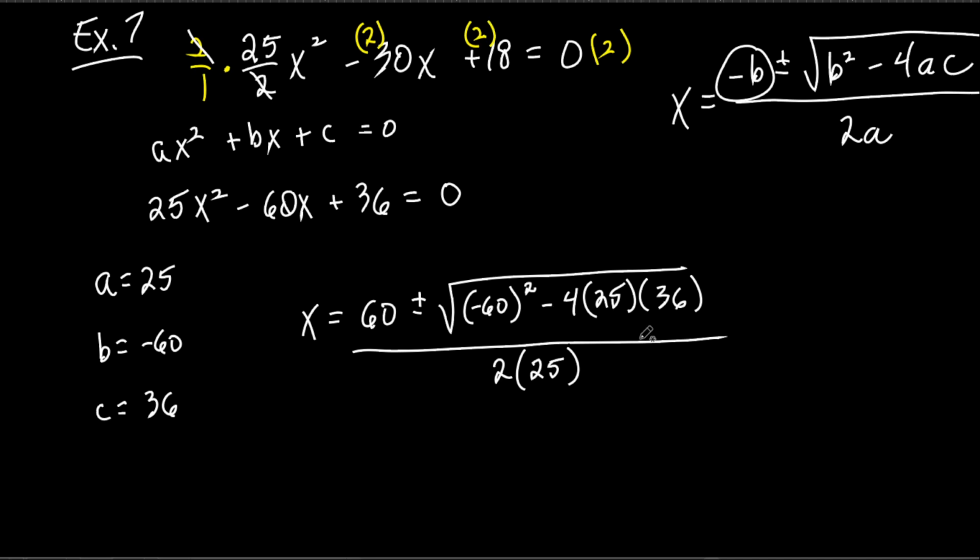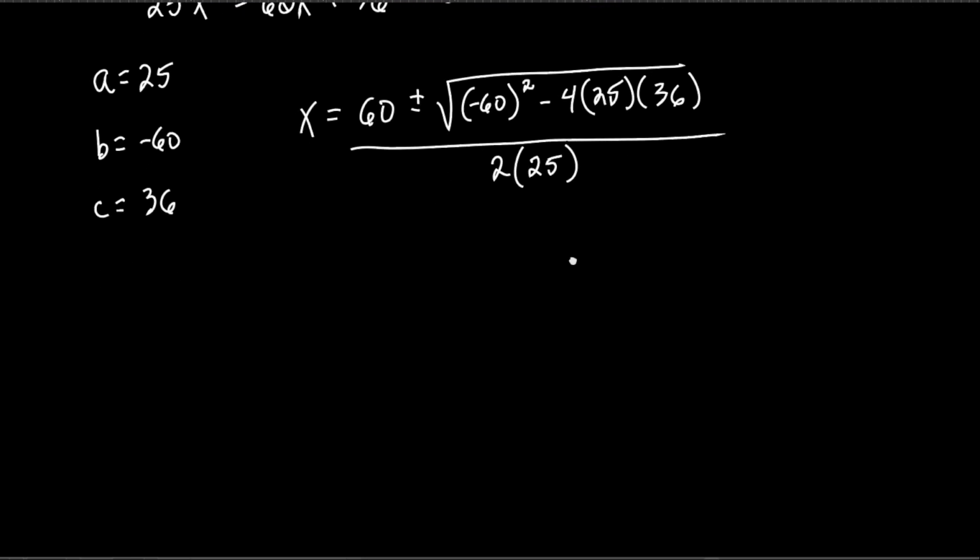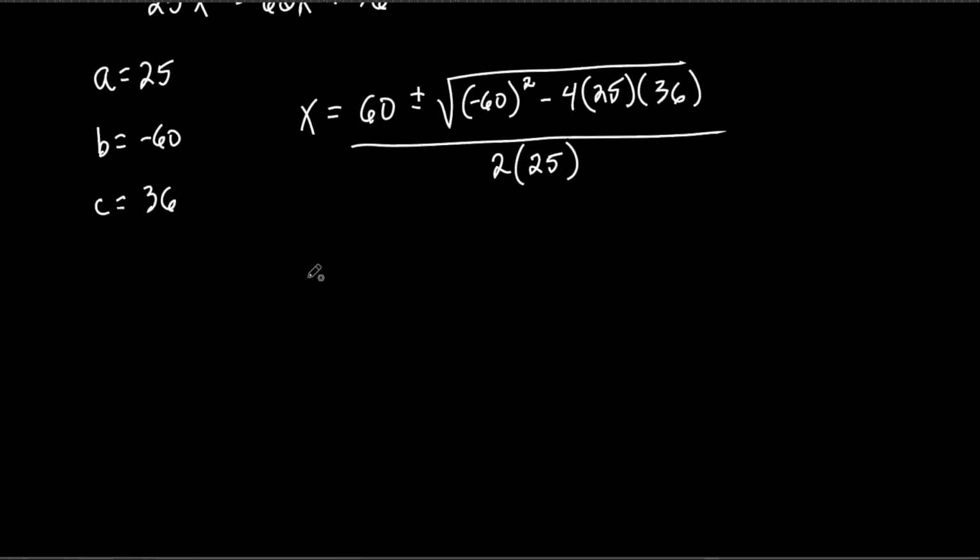I wouldn't try to do too much in my head. I would just put everything into that formula, and now it's just a matter of simplifying the stuff that's inside of here. So that's not too bad, is it? No, I don't think so. So let's do it. x equals 60 plus or minus the square root. So let's do all the stuff in here.